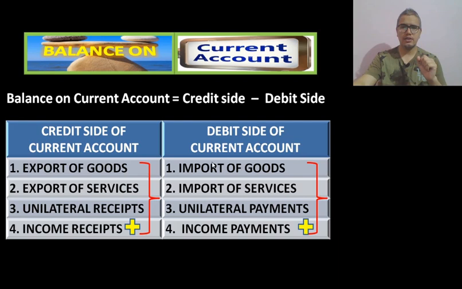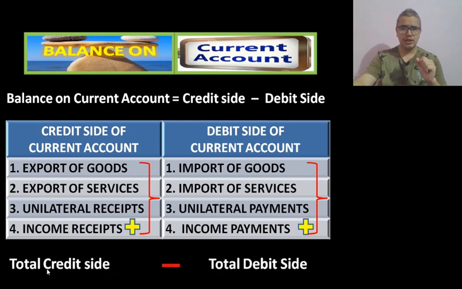Okay, when we add all this import of goods, services, unilateral payments and income payments, then we will get the debit side of current account. Okay, now when we add all these four, then we will be getting total credit side of current account.